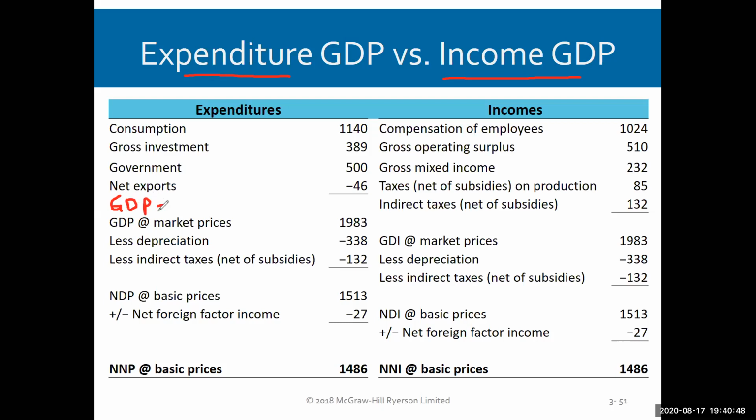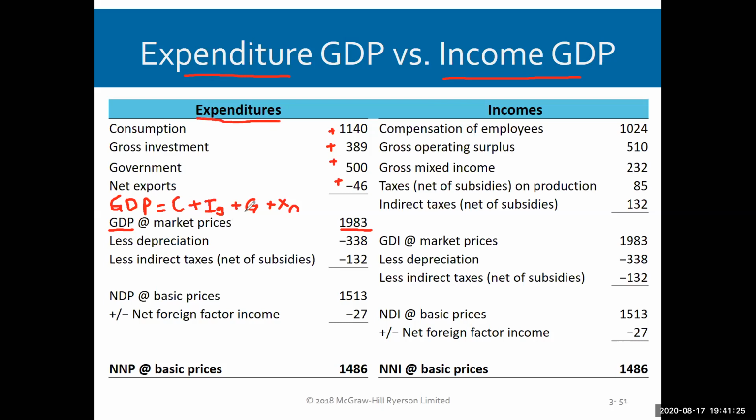GDP, we said, was consumption plus gross investment plus government spending plus net exports. So it's C plus gross investment plus government spending plus net exports. So when we do all that, that's these here: 1, 2, 3, 4, and we end up with 1983. That's our GDP. I should actually put plus signs here so you don't think there's any subtracting going on. So that's our gross domestic product using the expenditure approach.